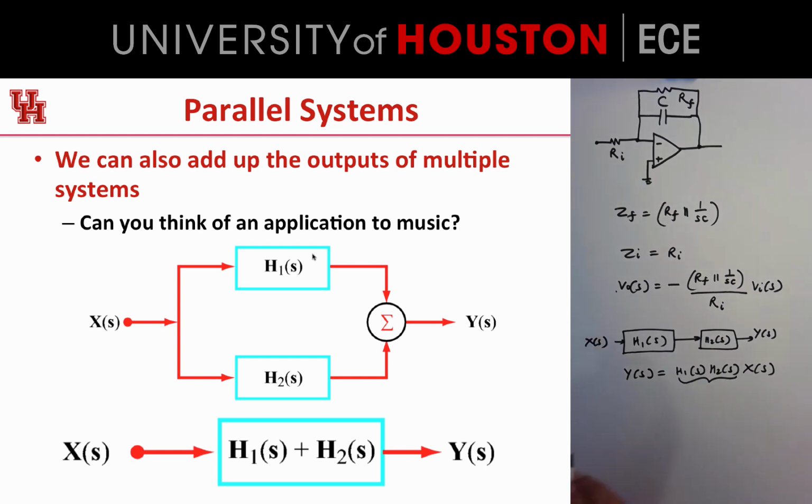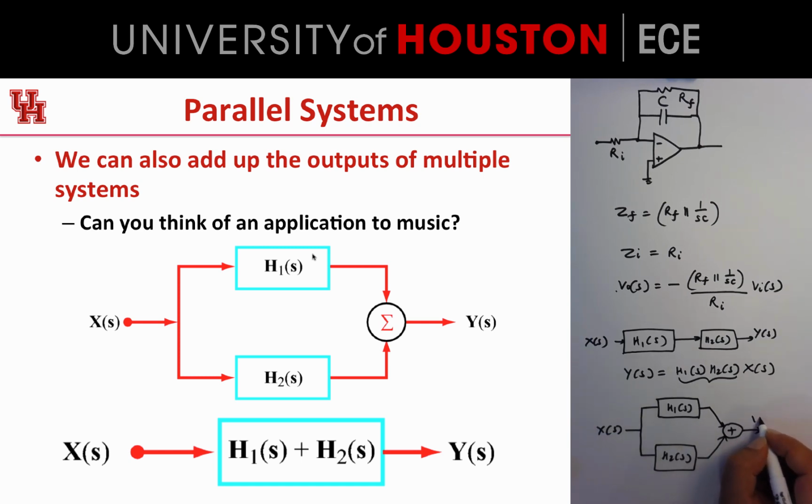Now, sometimes what happens, now that we know how to add, we can also add things. So suppose I have X of S, a signal. I can give it as an input to two different subsystems. Say I have H1 of S, and suppose I have something else that's H2 of S. Then what I can do is bring these two together and add them, and the output is Y of S.